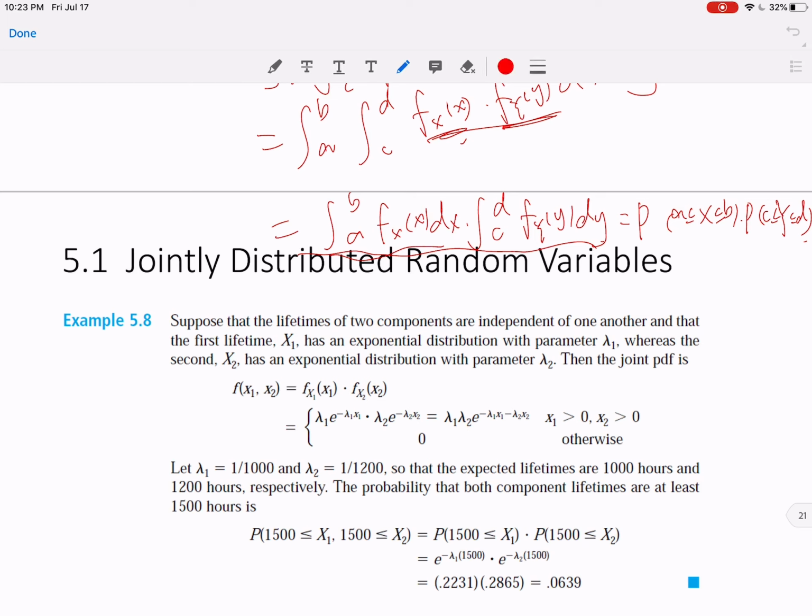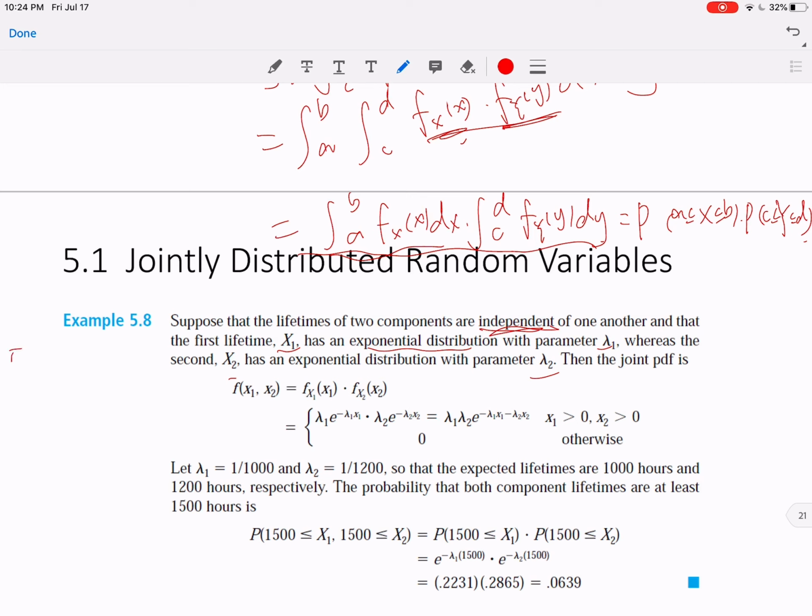Suppose that the lifetimes of two components are independent of one another, that the first lifetime x1 has an exponential distribution with parameter lambda 1, whereas the second, x2, has an exponential distribution with parameter lambda 2. Then the joint PDF f of x1, x2. So first of all, before talking about the solution of this kind of problem, let's take a look at a short review on the exponential distributions.